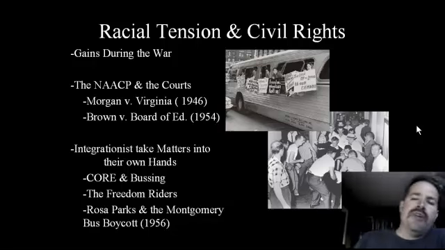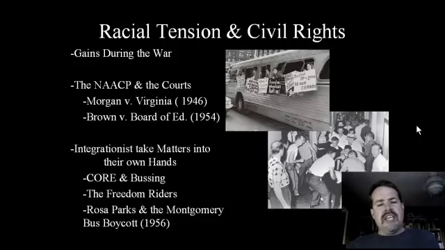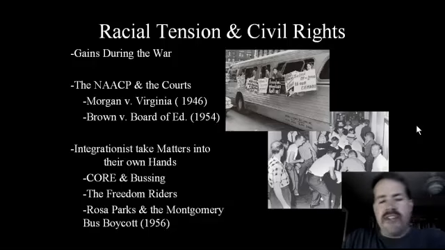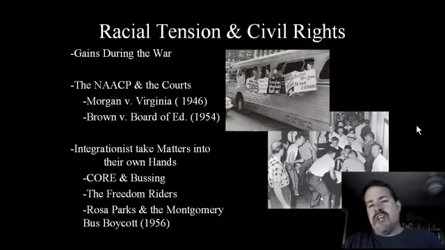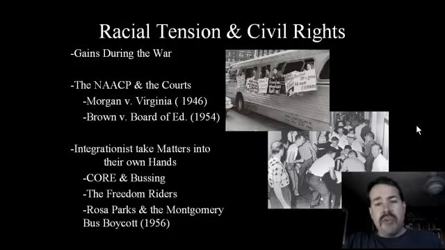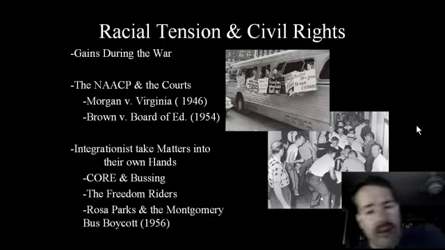The NAACP is going to take several key cases to the Supreme Court of the United States. Two are important to our discussion. The first is Morgan v. Virginia. In Morgan v. Virginia, the U.S. Supreme Court decided that anybody, including private businesses, that make their living from interstate commerce cannot discriminate against black Americans. So not only would this include bus lines that drive across state lines, but also motels, because this had to do with motel lodging on the border of Virginia and Maryland.